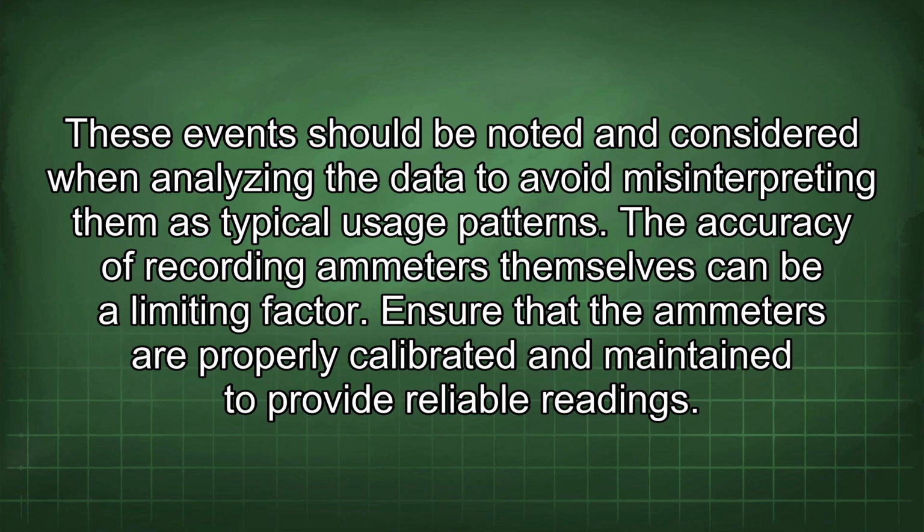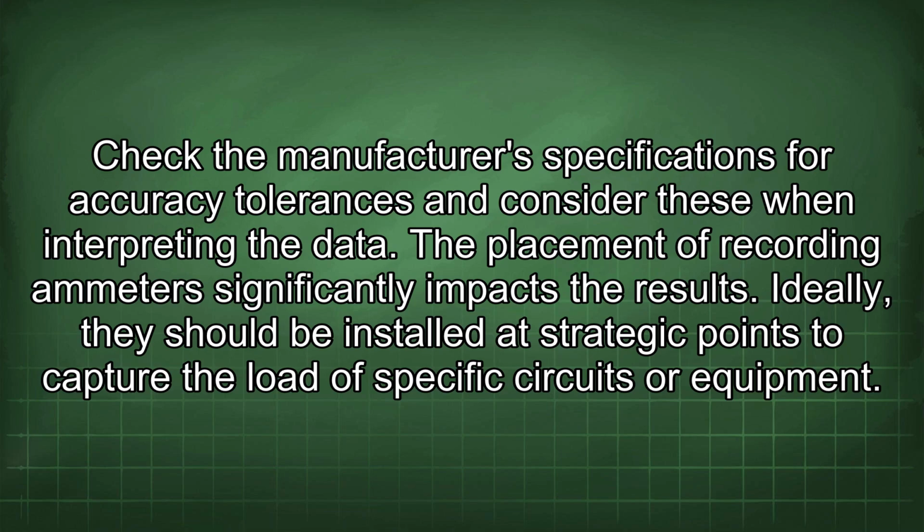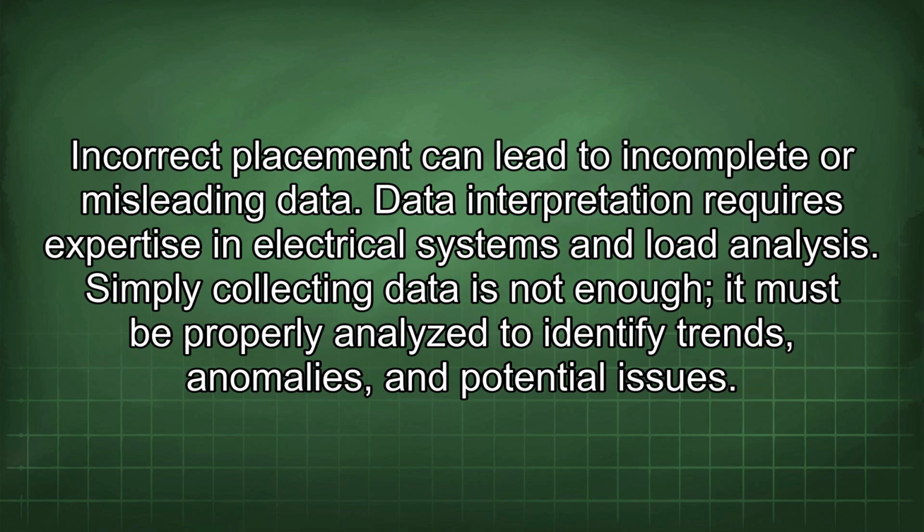The accuracy of recording ammeters themselves can be a limiting factor. Ensure that the ammeters are properly calibrated and maintained to provide reliable readings. Check the manufacturer's specifications for accuracy tolerances and consider these when interpreting the data. The placement of recording ammeters significantly impacts the results. Ideally, they should be installed at strategic points to capture the load of specific circuits or equipment. Incorrect placement can lead to incomplete or misleading data.